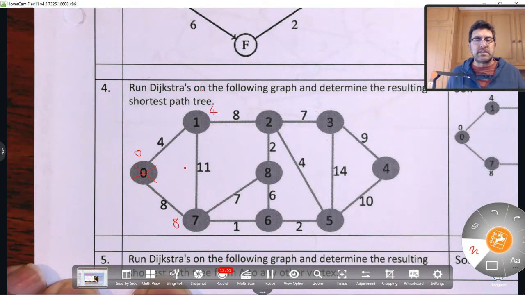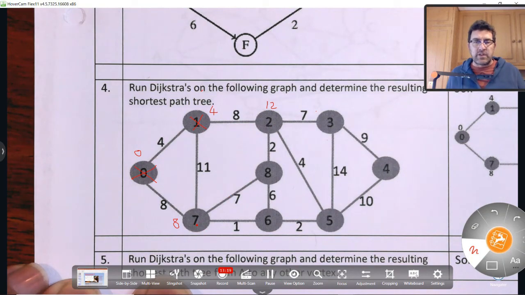We've visited that vertex. We go to the lowest one, which is vertex 1. It has 2 neighbors. Already we've traveled 4 plus 11 is 15. We're not going to change the 8. 4 plus 8 is 12 to get to vertex 2. We mark this one as visited, and we choose between these 2.